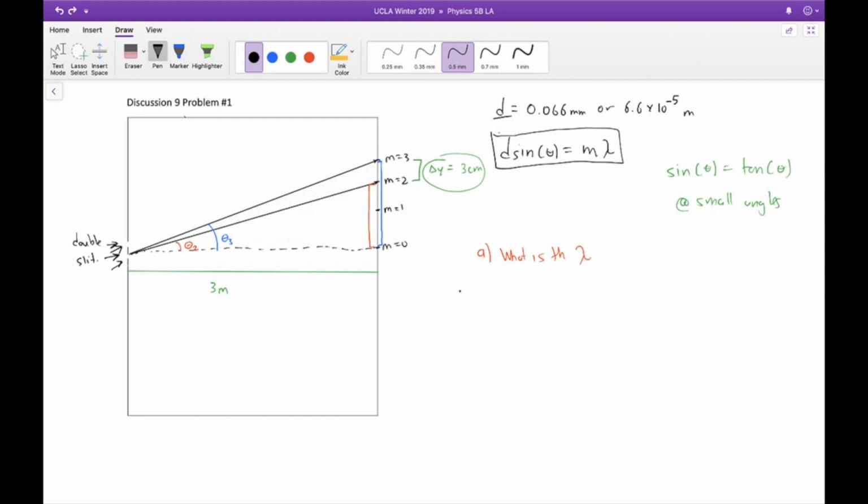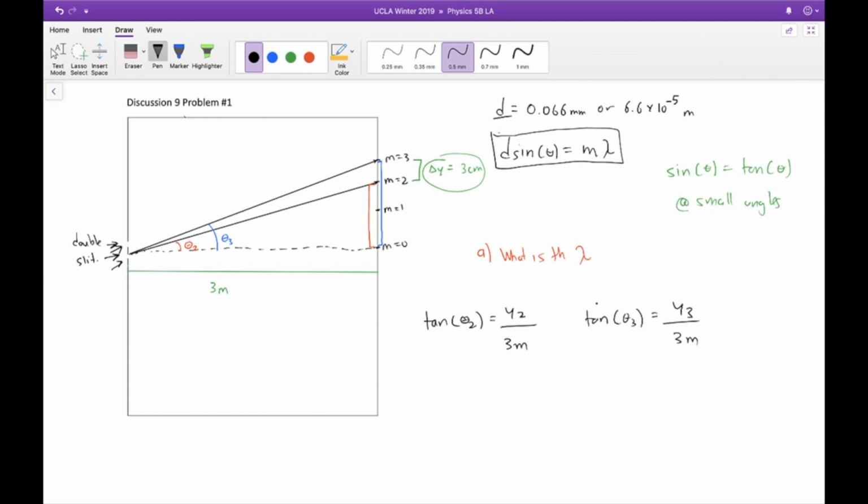So the first step here is to use our good old-fashioned trig functions. We can actually use tangent because we have the opposites and the adjacents. When I say we have, I don't mean with actual numbers. I know it sucks, but we're gonna have to use variables here. So we can do tangent of theta 2 is equal to y2, and I'm defining y2 as the distance from the m=2 spot down to 0, so the entire height, divided by 3 meters. And then tangent of theta 3 is equal to y3 over, again, 3 meters.